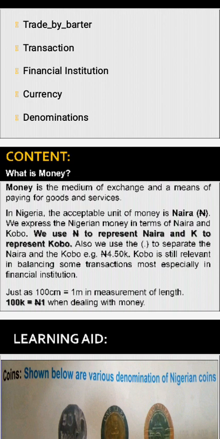Just as 100 centimeters equal 1 meter in measurement of length, 100 kobo equal 1 naira when dealing with money. So you need to take note of that. 1 naira is the same thing as 100 kobo, and 100 kobo is the same thing as 1 naira. So when it comes to calculation under money, you need to take note of that. The same thing is applicable for other currencies across the world.